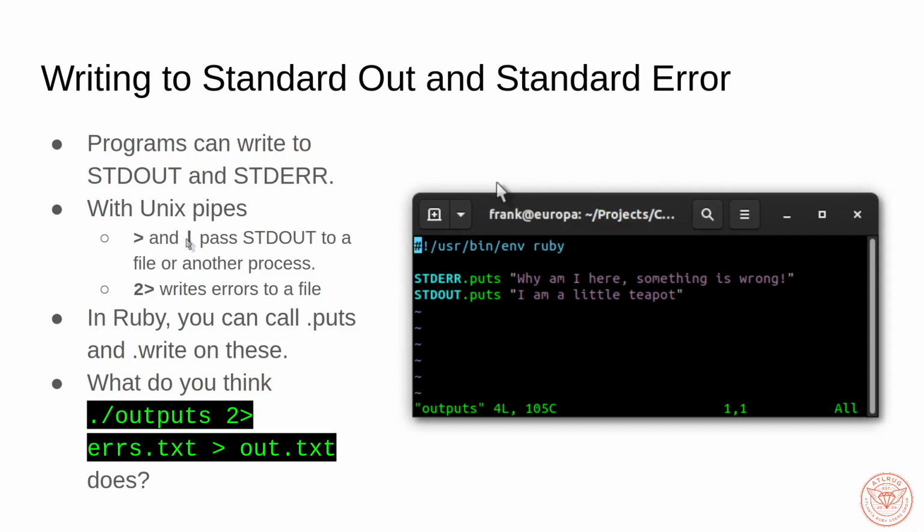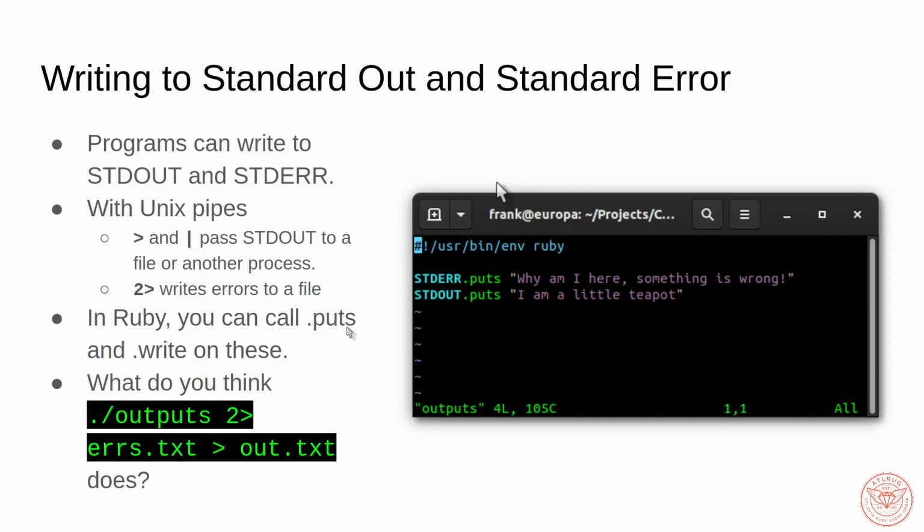Pipe also takes the output from the left-hand side program and moves it to the right-hand side as input to the next. And then this pipe writes errors to a file. So you can do various things. So in Ruby, you can call .puts and .write on these.